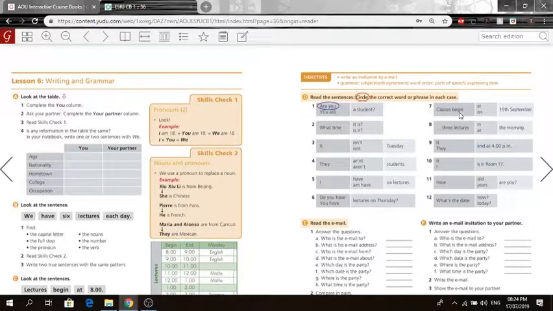Number 7, classes begin on, okay? You guys remember the preposition? On 19th September. 3 lectures in the morning, not at the morning. You guys remember, I just made an example a couple minutes ago. In the morning. 9, it or they. They end at 4 p.m. Okay? Not it end. They end at 4 p.m. Okay? 10, it is in room 17. I don't use I is. Never. Okay? It is in room 17.